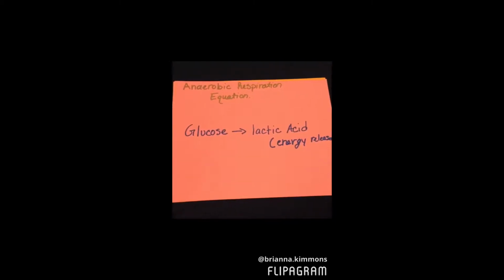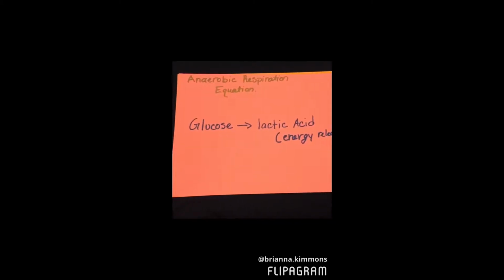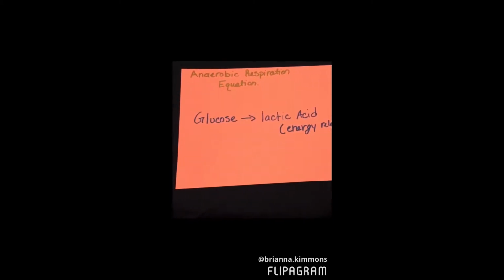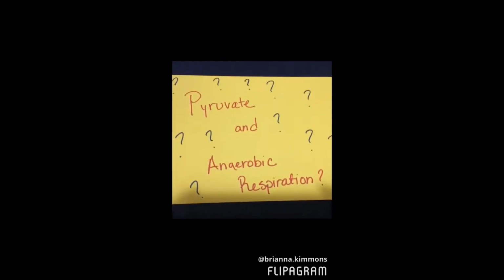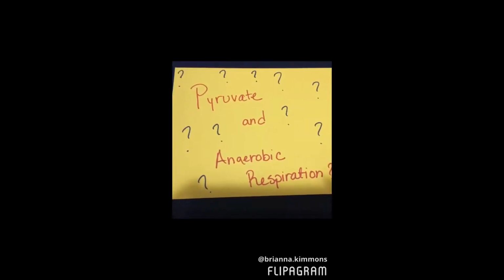The equation for anaerobic respiration is glucose yields lactic acid and then energy is released. Basically, this equation means the breakdown of glucose leaves you with lactic acid and energy release. Pyruvate is basically the metabolization of glucose.